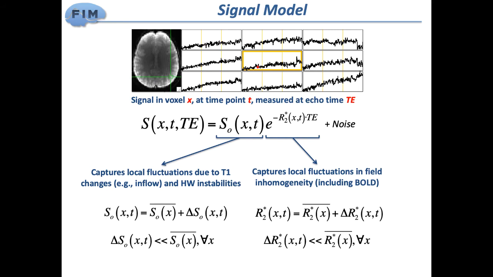We can look at each of these two components as having a mean value and a small fluctuation sitting on top that is really small compared to that average value. And that's true both for the S0 component and for the R2 star component. And we're going to see as a first step that because we have this richer data set, by acquiring data at several echoes, we're going to be able to hopefully separate all these different chunks that are present in the data.